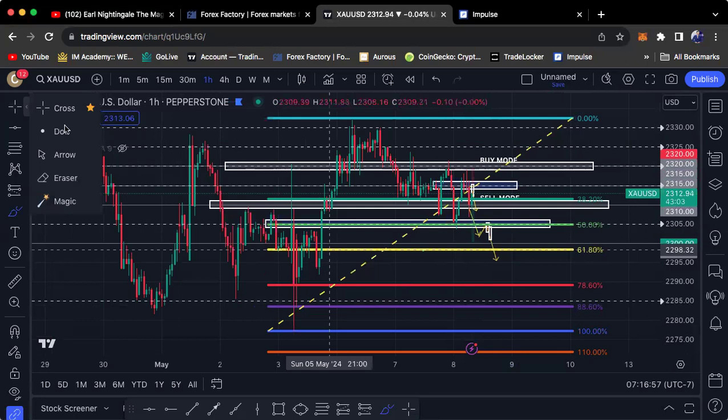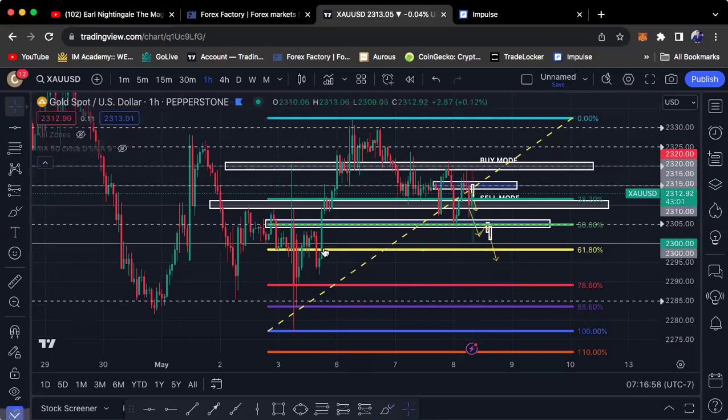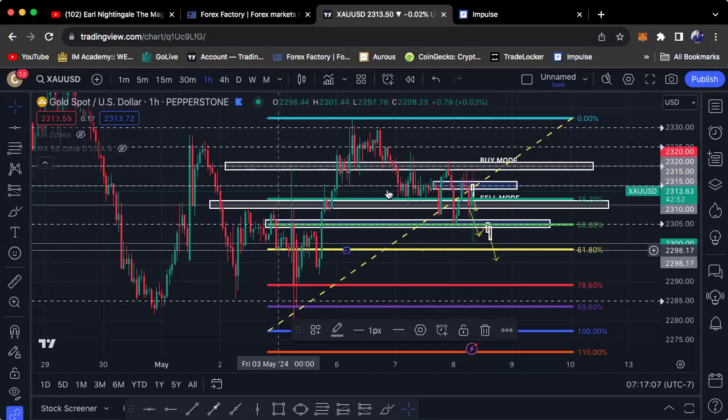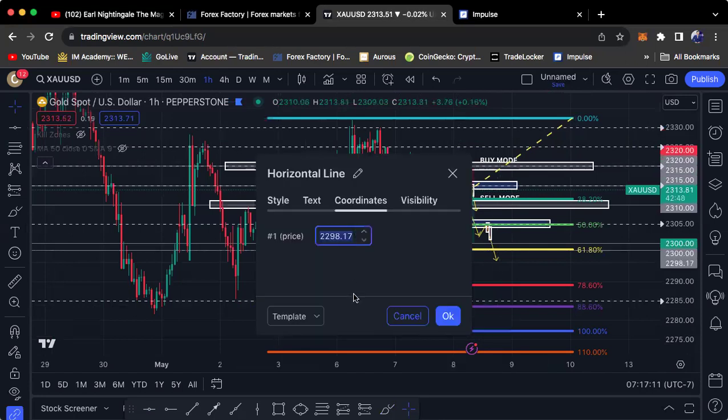And plus you have an imbalance right here. So let me actually draw this. I'm going to draw the horizontal line, put it right here, 61.8. Again, I'm a confluence trader. I want to gather as much evidence. I have the 61.8 zone right there.